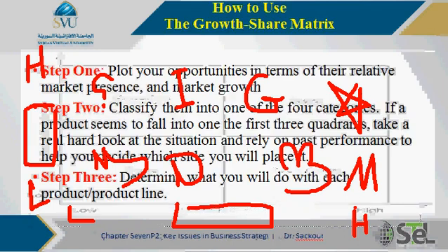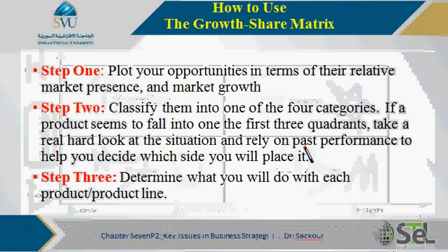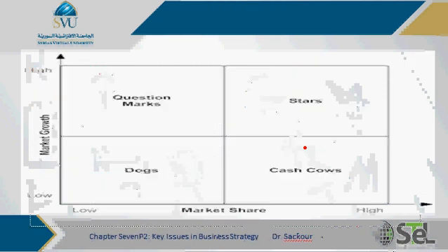Here is some information on how to use it. Plot your opportunities in terms of their relative market presence. Classify them into one of the four categories, where the product falls into one of the quadrants. Then step 3, determine what you will do with each product and product line.